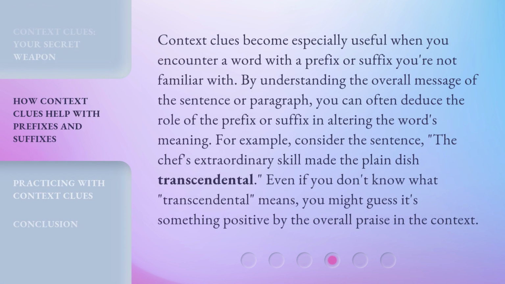Context clues become especially useful when you encounter a word with a prefix or suffix you're not familiar with. By understanding the overall message of the sentence or paragraph, you can often deduce the role of the prefix or suffix in altering the word's meaning. For example, consider the sentence, "The chef's extraordinary skill made the plain dish transcendental." Even if you don't know what transcendental means, you might guess it's something positive by the overall praise in the context.